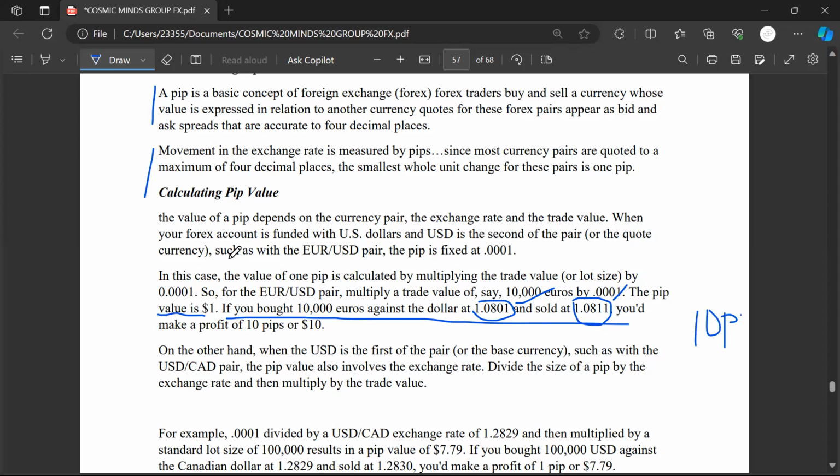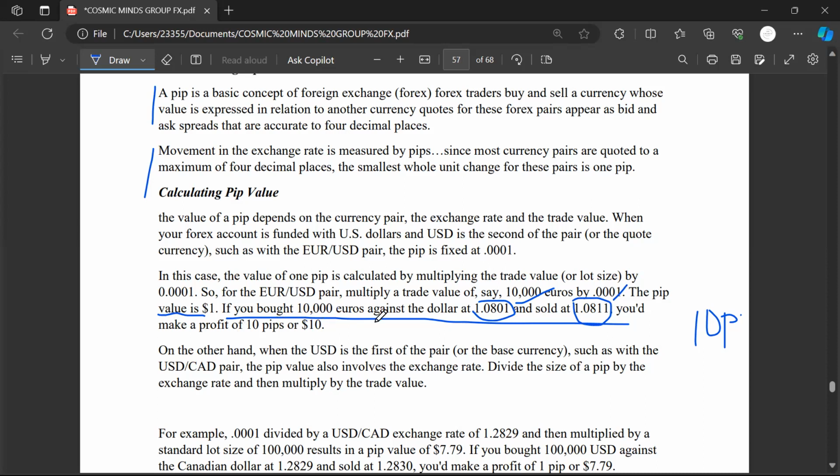Now that we know the value of a pip, we have been given an example to do that. So if you bought 10,000 euros, this figure, I will explain briefly in the next episode in terms of contract size and lot sizes. So just assume that this is the amount that we are buying, and just flow with this figure. It can be any amount of money, 100,000 or 1,000 euros. So there's a way of doing that.